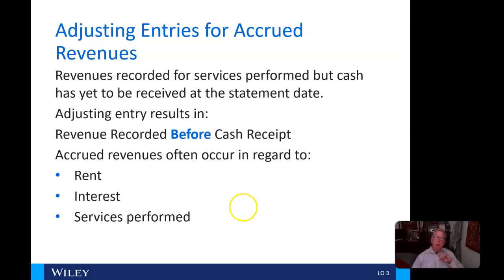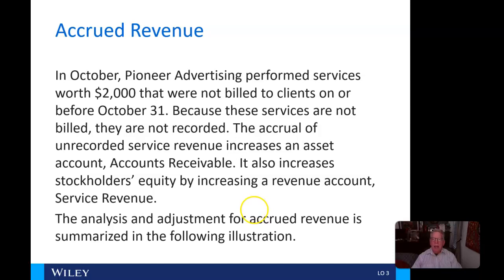Now, revenues recorded for services performed, but cash has not yet been received at the statement date. Now, this happens as well. So the revenue is recorded before the cash receipts. Here, we have rent, interest, and even services that are performed. So what does that look like? Here, we've performed these services worth $2,000. They weren't billed or invoiced to clients on that date. And because the services are not billed, they're not recorded.